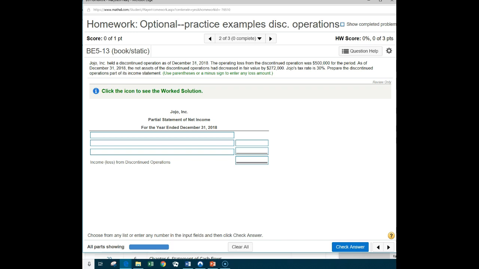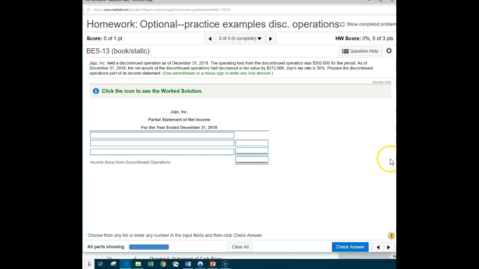In this example, JoJo had a discontinued operation. JoJo Incorporated is still holding the assets as of year end. They have determined that the operating loss from discontinued operations was $500,000 for the period. And then they also looked at the plant assets and discovered that the net assets had decreased in fair value by $272,000. That wording signifies to me that they actually measured it at fair value at the end of last year, and since then the amount has decreased even further. So the tax rate is 30%, and they're asking us to prepare the discontinued section.